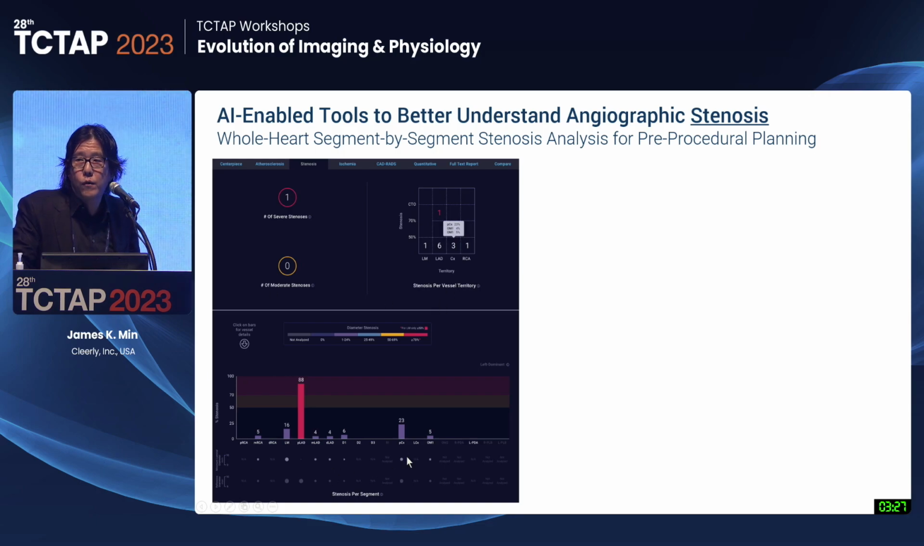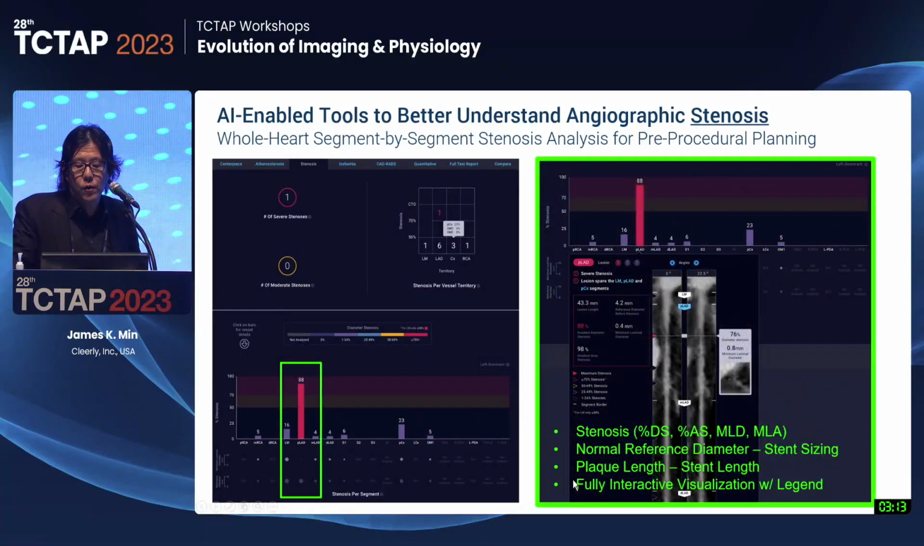Or you can look at an overall bird's eye picture of all 18 coronary artery segments, the relative percent diameter narrowing, the minimum luminal diameters, the normal reference diameters, and similar to the other page before, it's fully interactive so that you can just click on any tab, and then you can start to see all of the measures of stenosis, the normal reference diameter, which can help you with stent sizing, the plaque length, which can help you with stent length, and then you can spin around in 360 degrees and do sub-millimeter mapping to make sure that you understand the lesions that you're trying to revascularize.